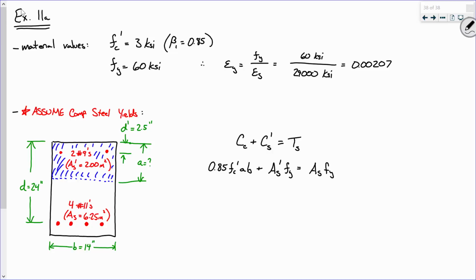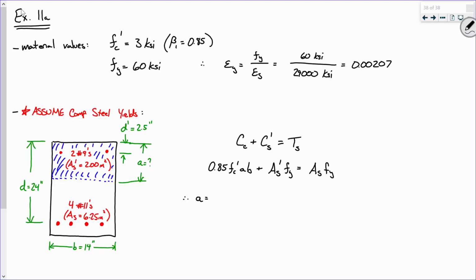Okay, so what in that equation do we not know? We know the areas of the steels, the material properties. We know b, we know everything else. The one thing we don't know is a. Okay, so let's solve. So what does a equal?